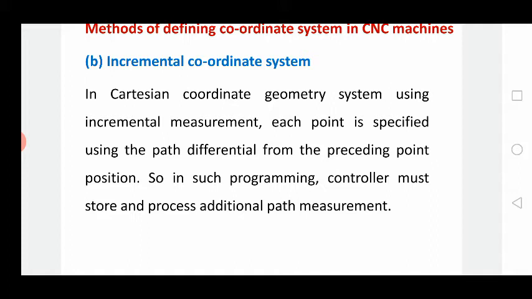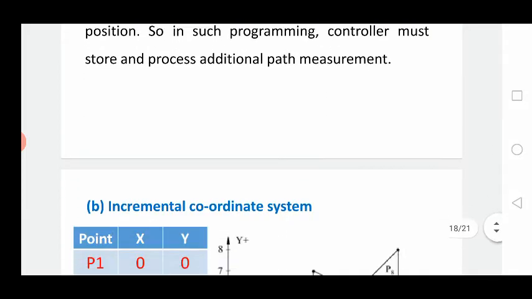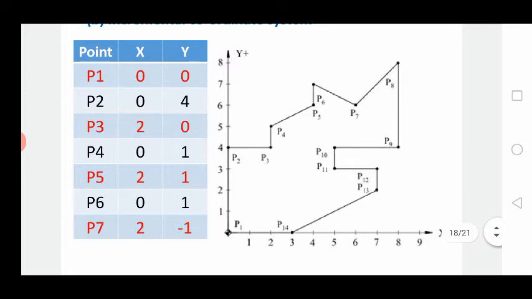Not to the origin, but with respect to the previous coordinate point. That is what we call the incremental coordinate system. Here you can observe the same thing again. Origin is 0 0. For p2, with respect to the previous point, which is nothing but the origin, it is 0 4. For p3 you can see 2 0, that is the x axis has been incremented by 2, but the y axis has not been incremented, so it is 0. So 2 0 is with respect to the p2 point, as we are defining point p3. So that is the incremental coordinate system. These are the two types of coordinate systems based on which the CNC machines are classified.